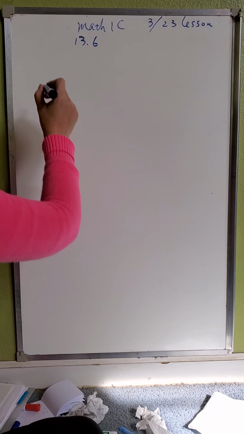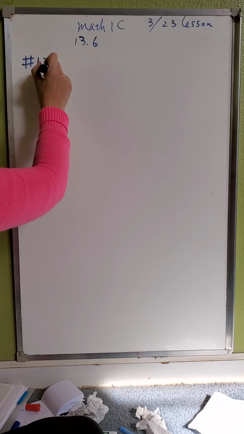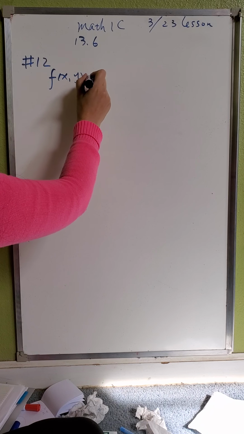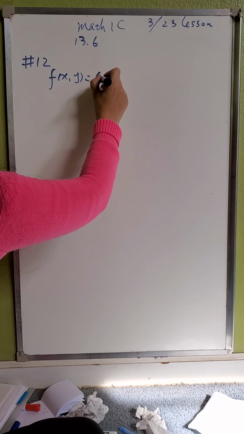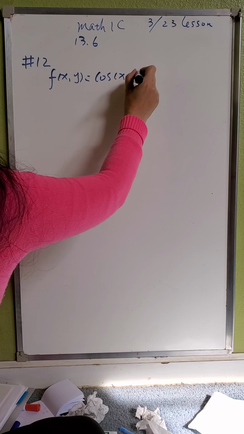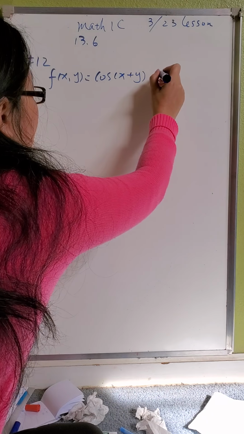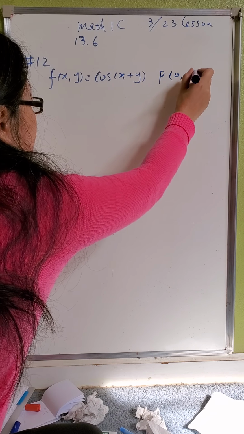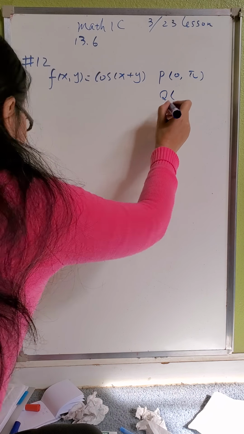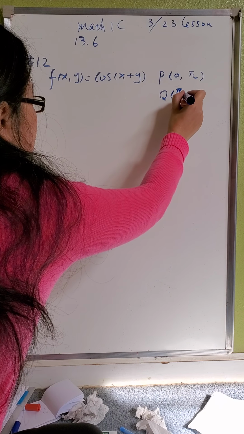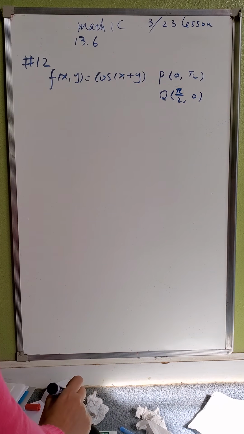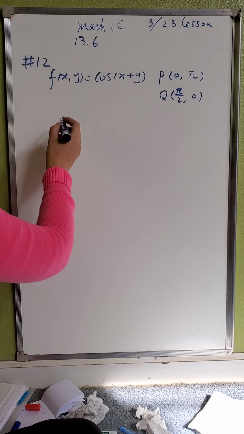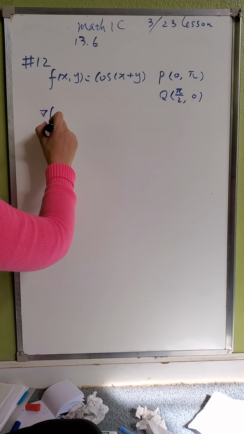Next problem, number 12. We are given a surface function f equals cosine of x plus y, and we're given 2 points this time. Point P is (0, pi), and point Q is (pi over 2, 0). So the first thing we're going to do is find our gradient. Let's find the gradient first.